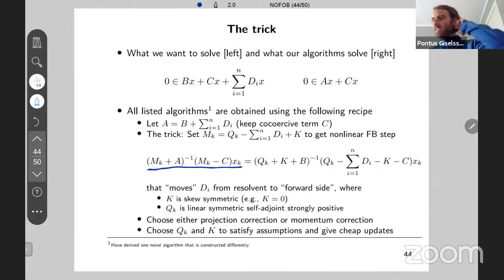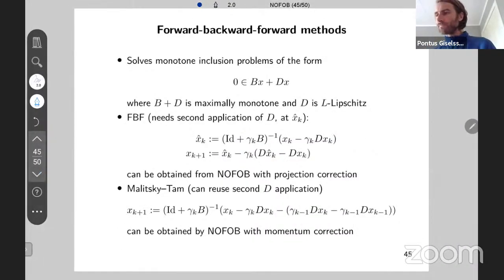And the choice is essentially to have cheap updates. We essentially want to choose K and Q to have cheap updates in the end. This trick of M made it cheap because it allowed us to move the difficult D stuff from one side to the other. And then Q and K is to get the rest cheap as well. And now when we have decided how the forward-backward mapping should look, we can choose to either do projection correction or momentum correction on top of this to get a convergent algorithm.